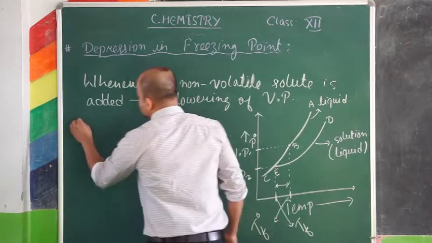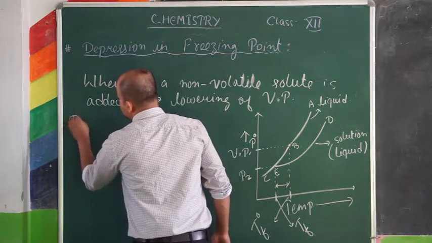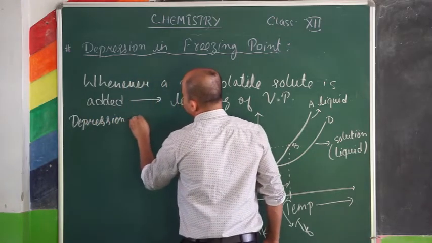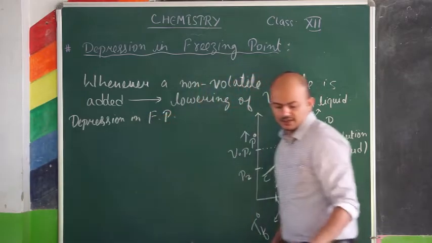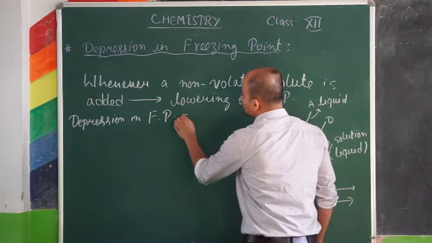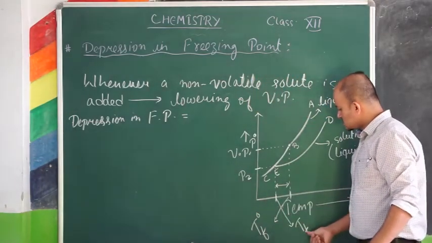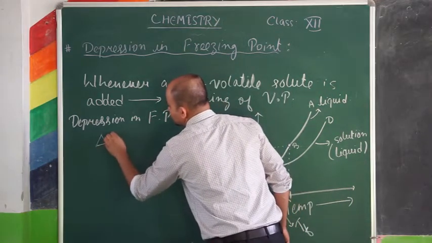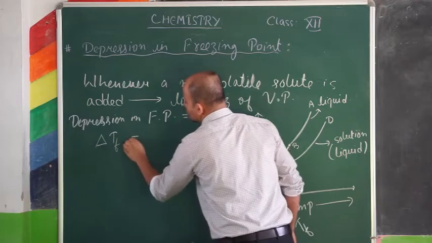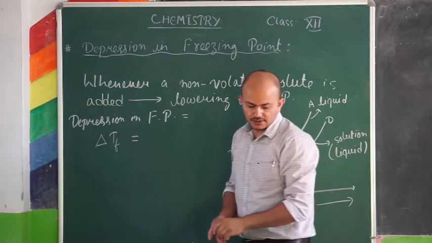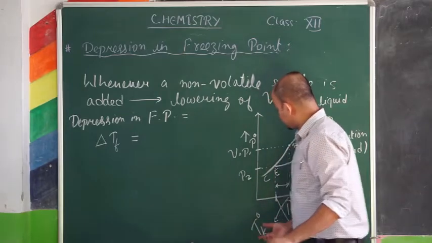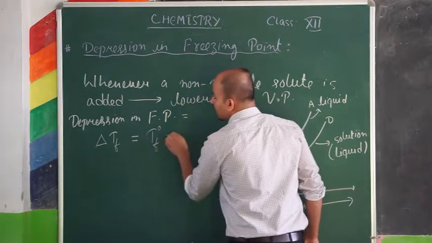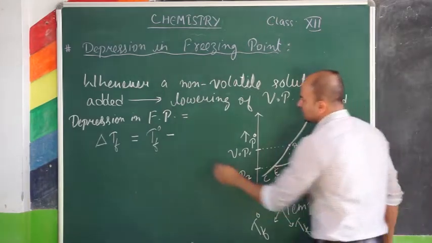Let's take it to be the decrease in, or depression in, freezing point. This depression in freezing point is delta TF. It will be equal to T0F minus this point, which is TF.